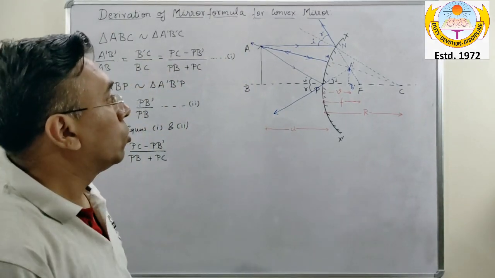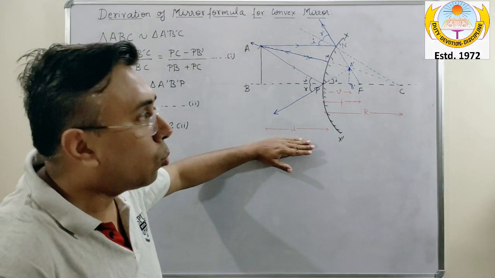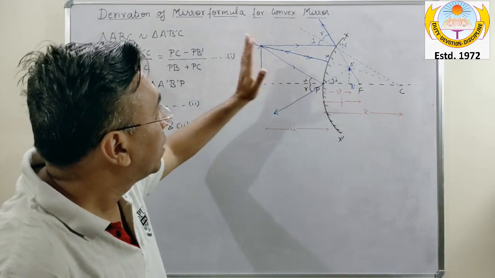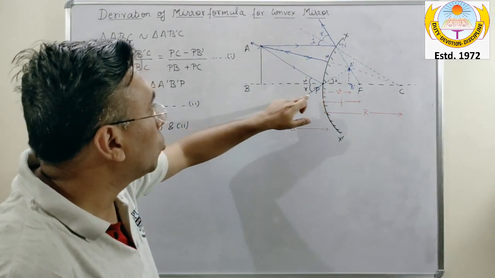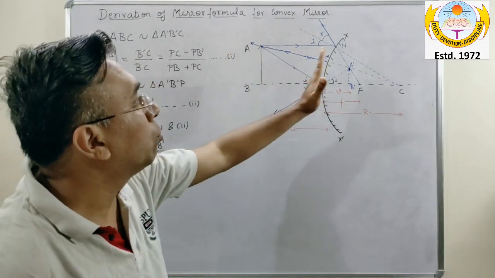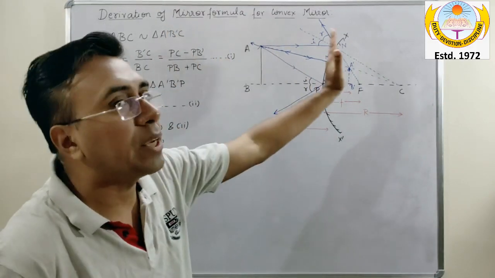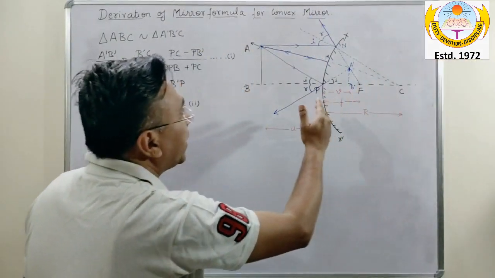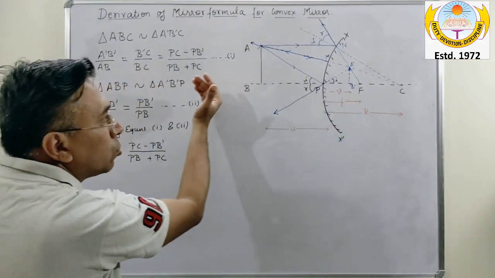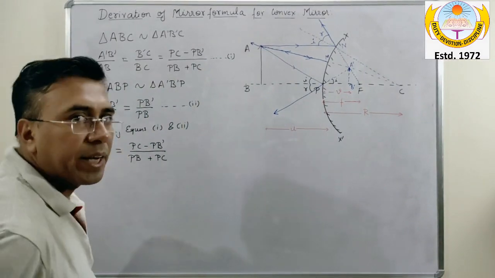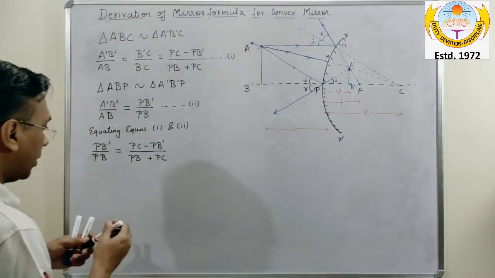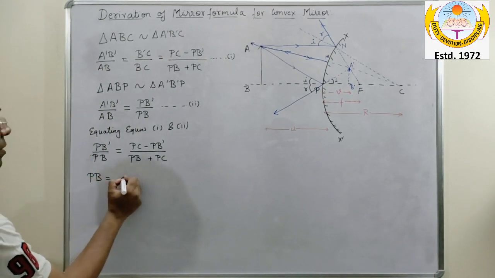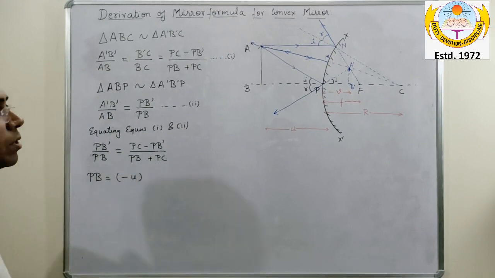Now U will be negative. Why? Because if I have to measure U, I have to measure it from the P, and in order to measure this distance PB, we have to move opposite to the incident ray direction. So the incident ray is going from left towards right, and in order to measure PB, we have to move from right towards left. So U will be negative. So here I can write PB, this will be minus U.